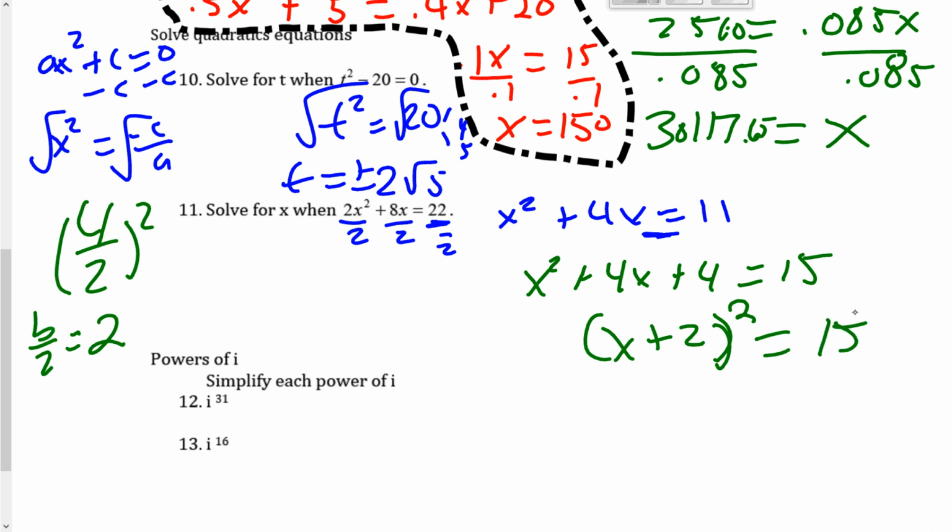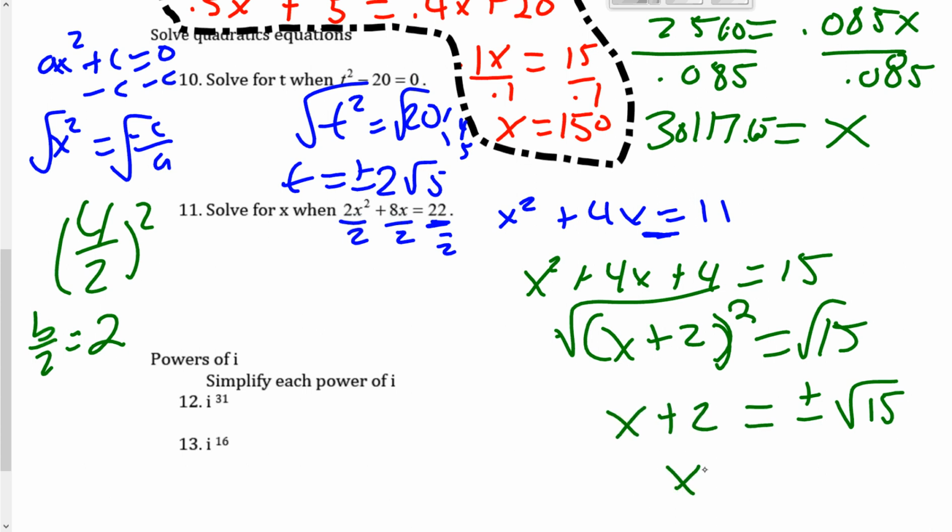How do you get rid of a square? You square root both sides, put a plus and minus in front of it. Square root 15 breaks down to 5 and 3, so those are both prime, so you can't break that down any further. Minus 2 on both sides, so you get x equals negative 2, because I'm subtracting 2 from both sides, minus 2 plus or minus root 15, so there's two answers there.